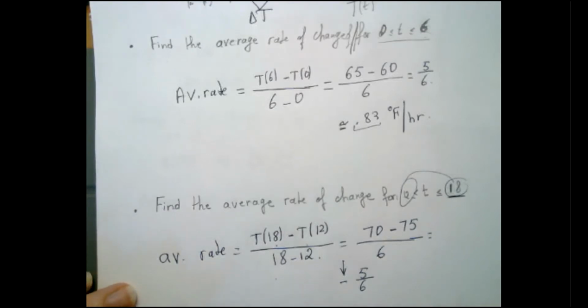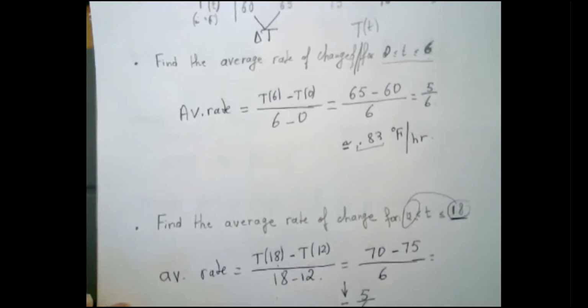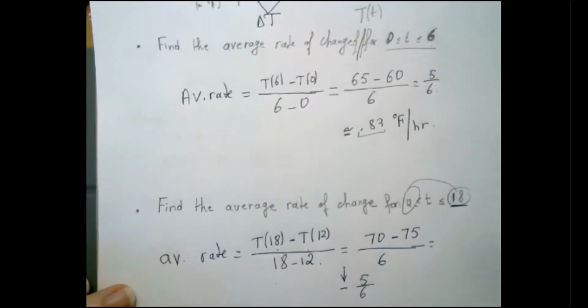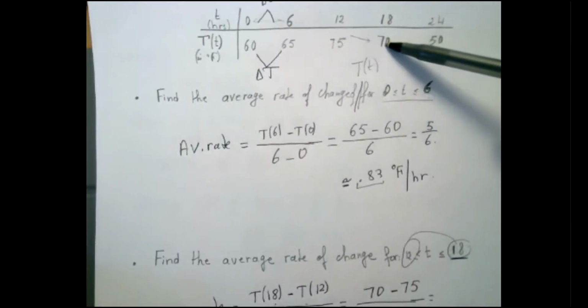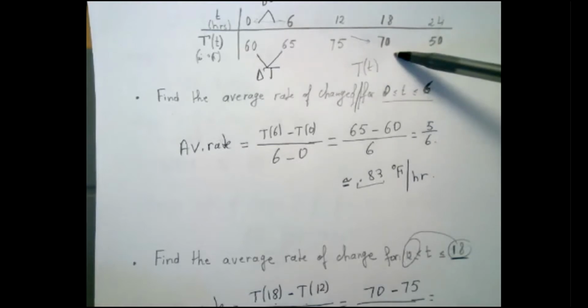So the average rate could be minus, or negative, sorry. What does the negative sign reflect in the problem? What the negative sign reflects is that the function is decreasing. Exactly, the temperature is going down.